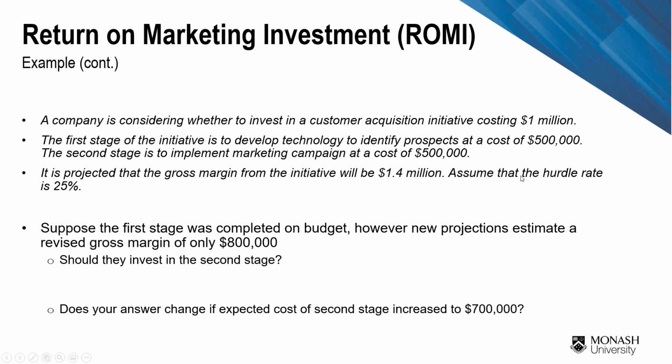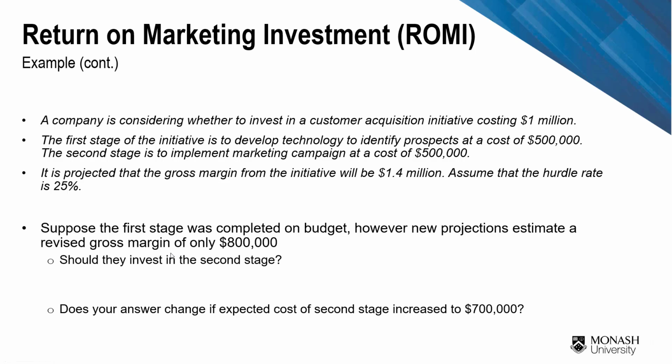Now the next one is that we'll have the same example as the first one, right? It's the same wording. Now suppose that the first stage was completely on budget. However, the new projection estimates that the revised gross margin is only 800,000.